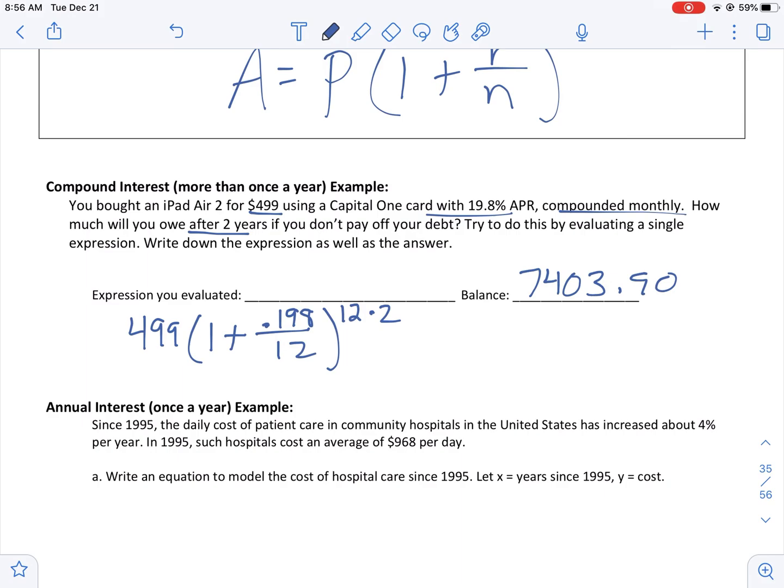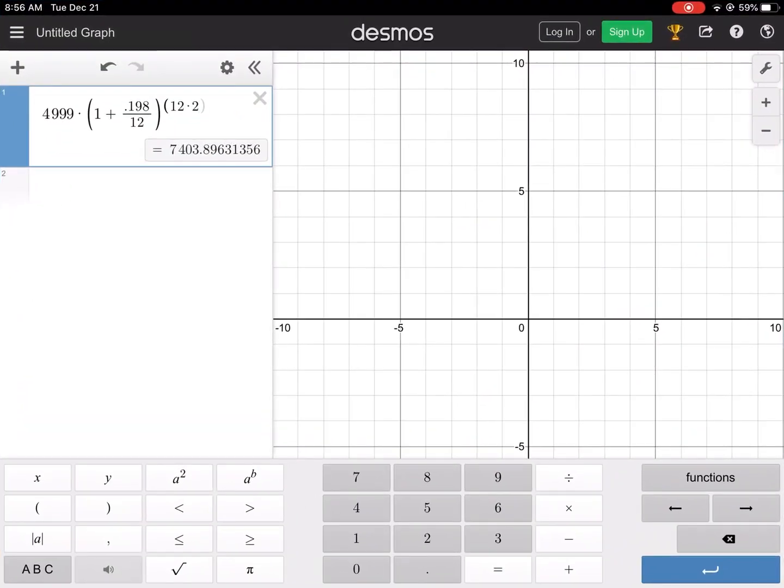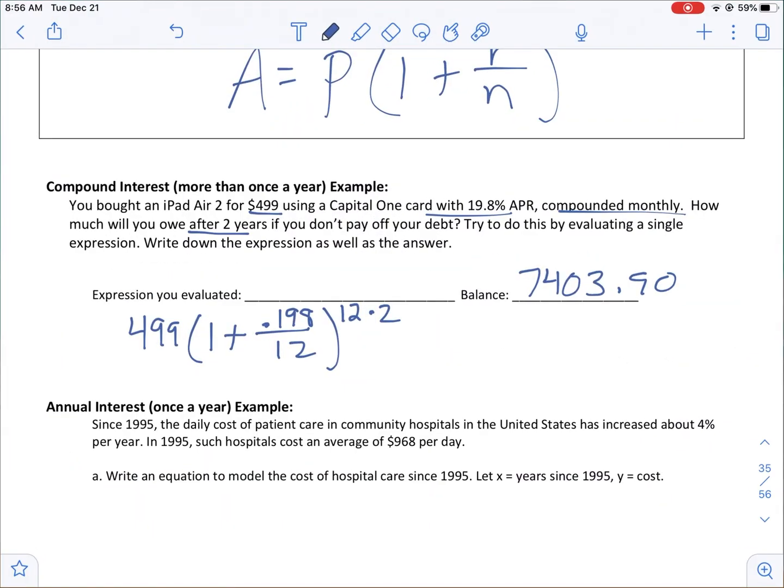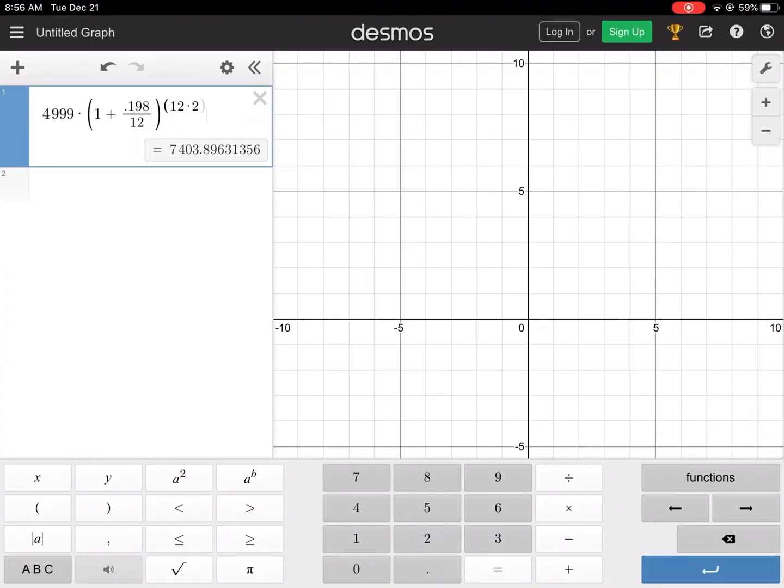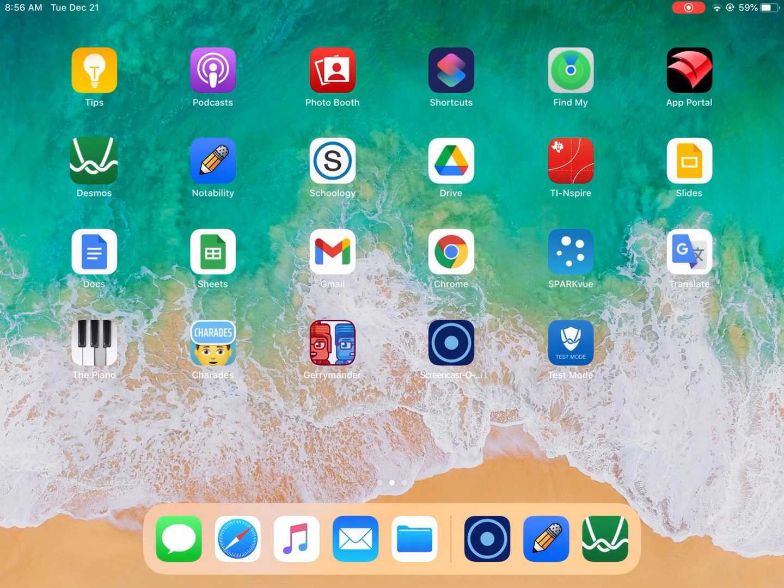That seems a little off. Let's check, make sure I typed that in. 0.19, yeah. Oh, was it $499? Okay, I did $4.99. I was like, that seems a little much. So it's $739.06.